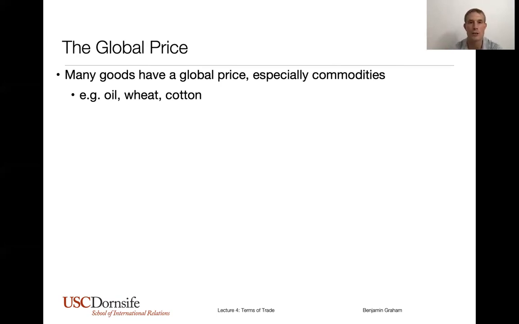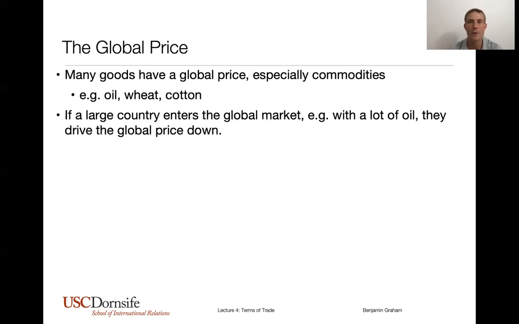These are pretty interchangeable. An iPhone is not quite the same as a Samsung Galaxy, and it's not quite the same as a Pixel, so those are a little bit less interchangeable. But a bushel of wheat grown in Russia and a bushel of wheat grown in the US, or soybeans or whatever, are pretty interchangeable with each other. So they have a global price. You can say, this is the price of oil on the global market. This is the price of wheat on the global market.